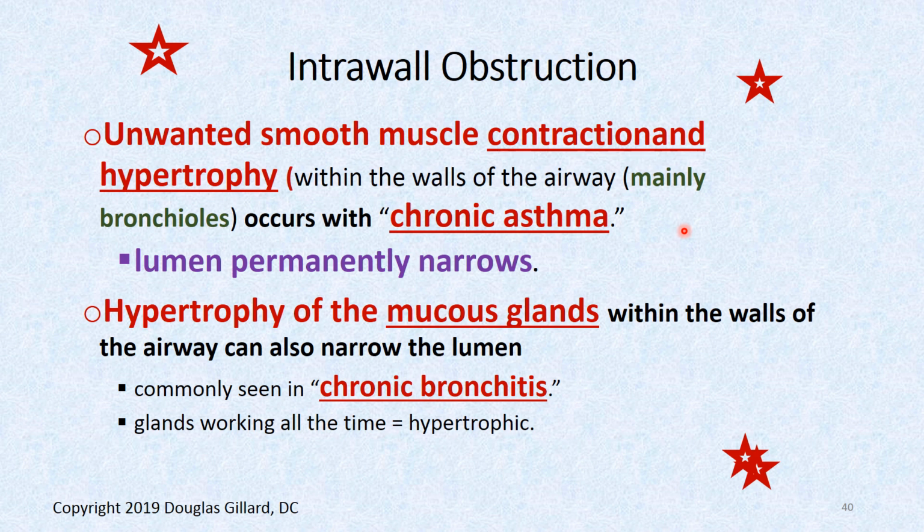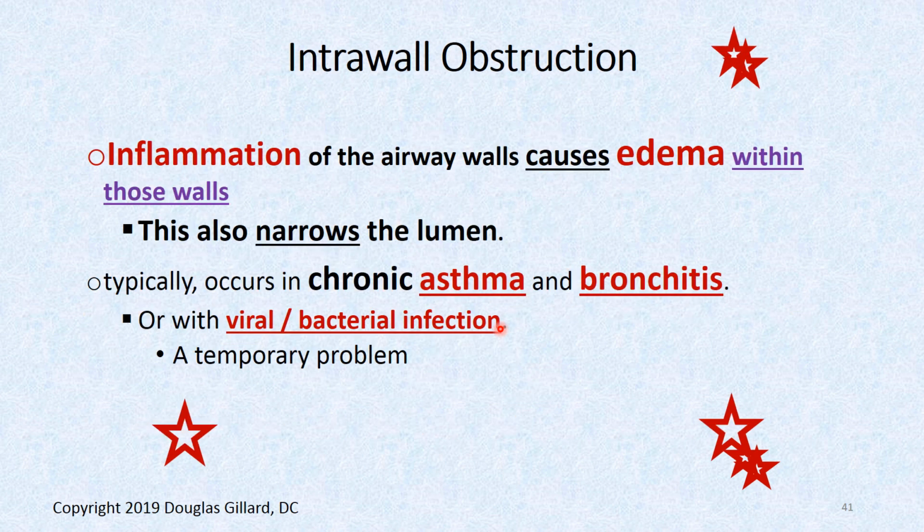How about an interwall obstruction? We talked about that already, but that's just people with asthma. They use those muscles a lot, and they get hypertrophic and really buff from working out so much, and they narrow the lumen because they're big. And the mucus glands also get worked out a lot, and they get really big, and they are in the wall of the bronchioles, and that takes up space and also compresses the lumen.